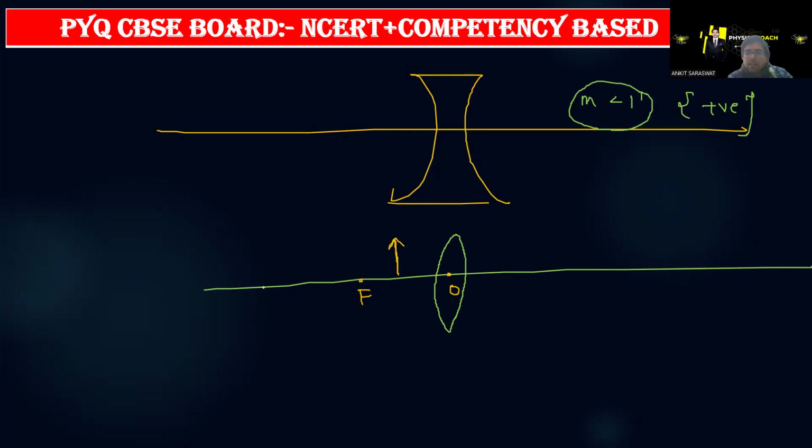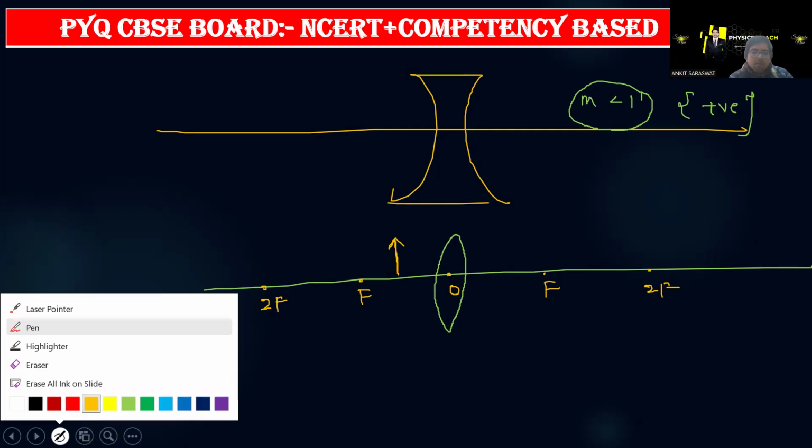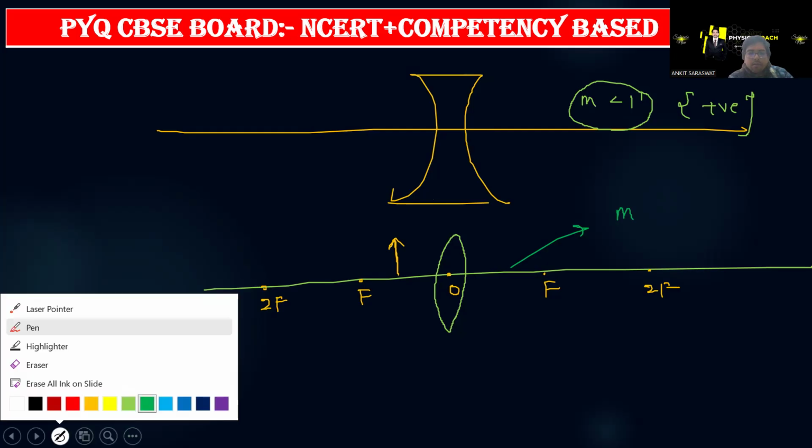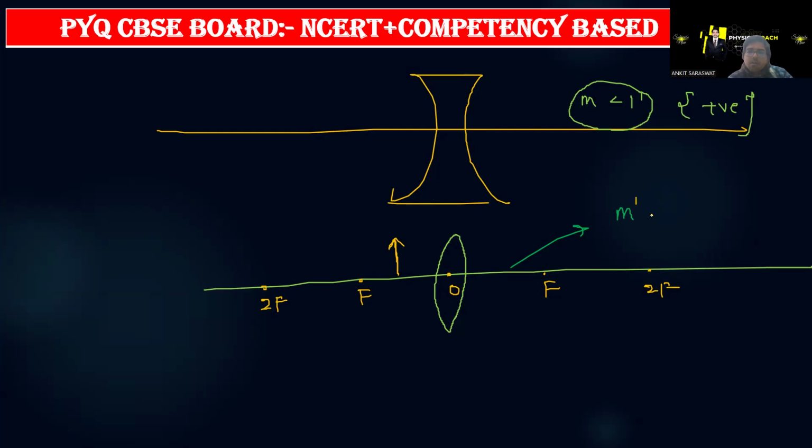In this case only, convex lens forms a virtual and erect image. Clear? Understood? But in this case, in case of convex lens, magnification value is not less than 1, it is more than 1. But it is positive.